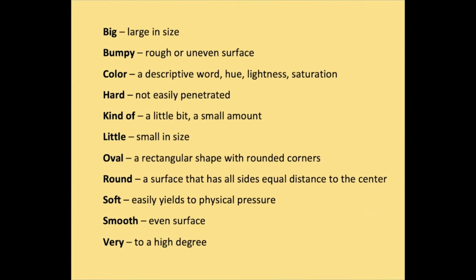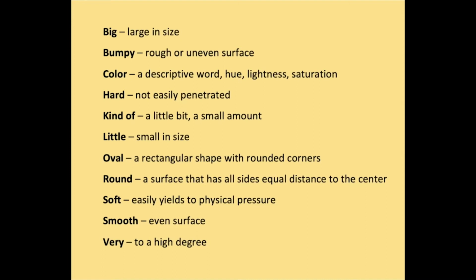Let's begin by talking about some descriptive words. We use descriptive words to tell people what other things are like. Big means large in size. For example, the airplane is big or large. We could also use bumpy. Bumpy is a rough or uneven surface. For example, my melon has a bumpy skin.